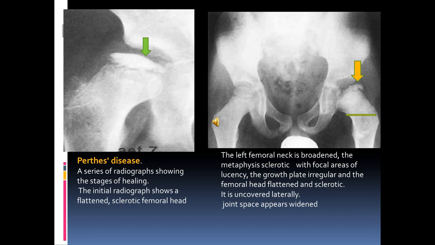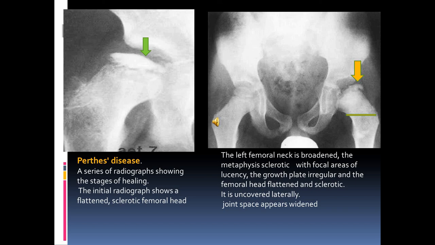Also, there is a focal area of fragmentation and abnormal growth plate, which is seen in the femoral head. So the shape of the femoral head is abnormal. It is fragmented and slightly flattened. Also, an area of sclerotic changes is seen in the epiphysis, so the density of the epiphysis on the left side is more than on the right side. And this represents what is called Perthes disease.